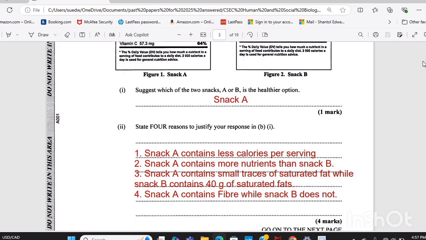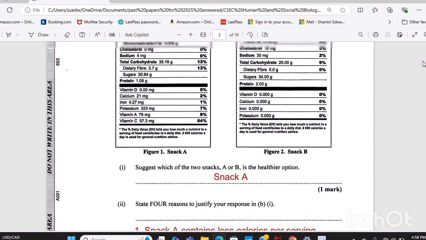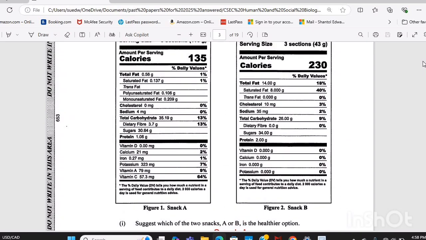Now, if we are saying snack A is the healthier option, these are some of the reasons. 1, snack A contains less calories per serving. 2, snack A contains more nutrients than snack B. So let's go back up and check if this is true. We are looking at nutrients.